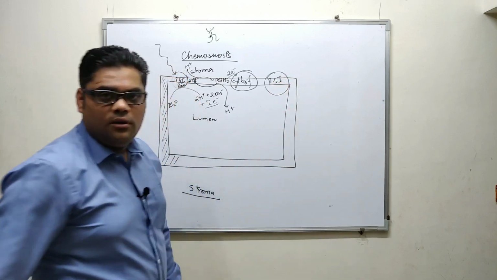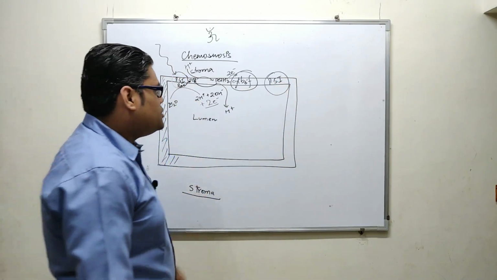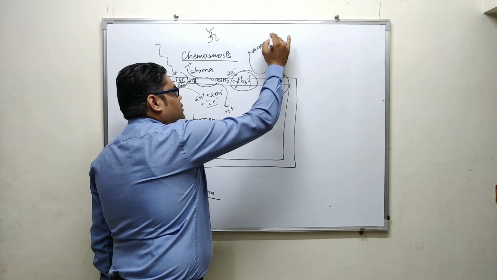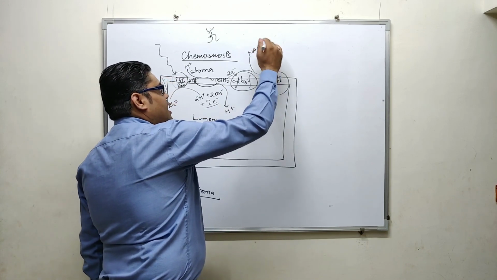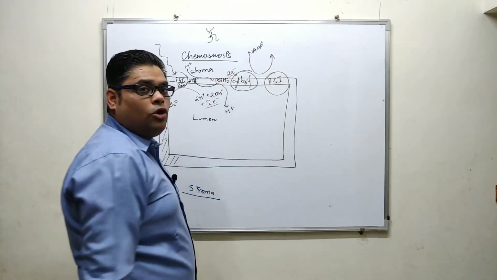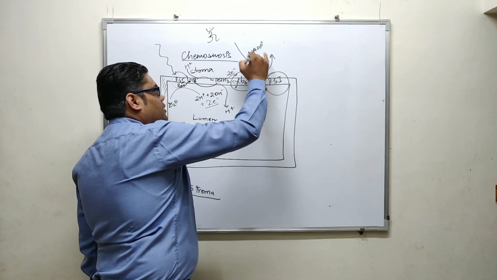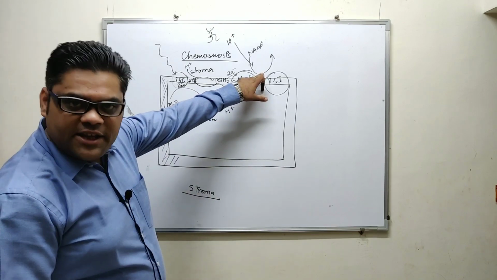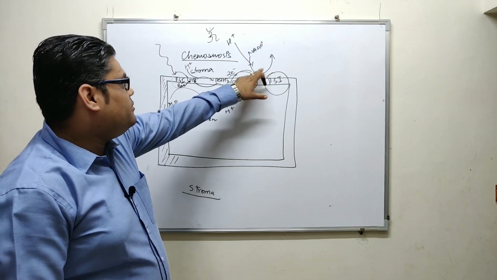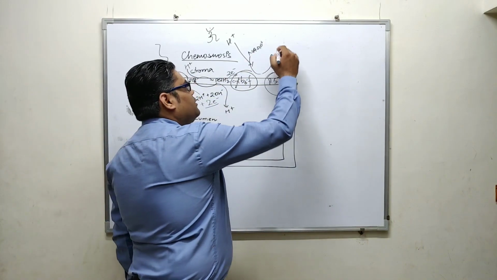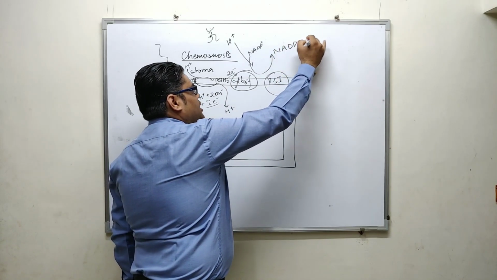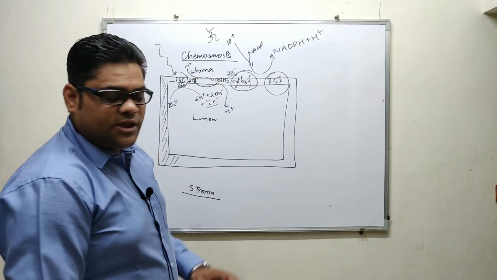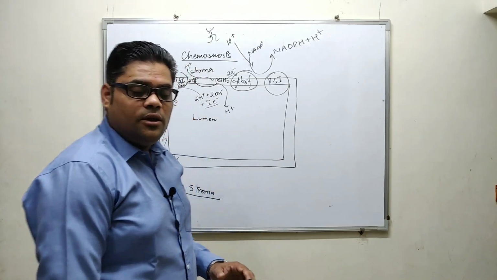Photosystem 1 also gets excited. So here we are having NADPH, or we can say the NADP plus, which takes these protons from the stroma. So we are having NADP reductase enzyme. In the presence of NADP reductase enzyme, the NADP plus is converted to NADPH plus H plus. Okay, so these are the three factors which help to maintain the electrochemical gradient of the protons.